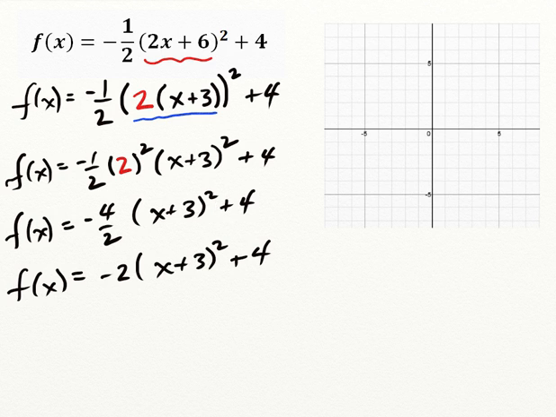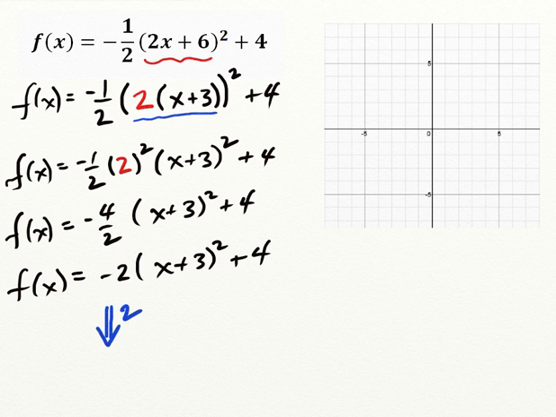So let's just summarize the transformations that we're going to be applying, and then we'll go ahead and sketch it. So -2, okay, well the negative is going to be a reflection in the x-axis, and this is now going to open down, and the 2 is a stretch. So it's going to be a vertical stretch downward by a factor of 2.